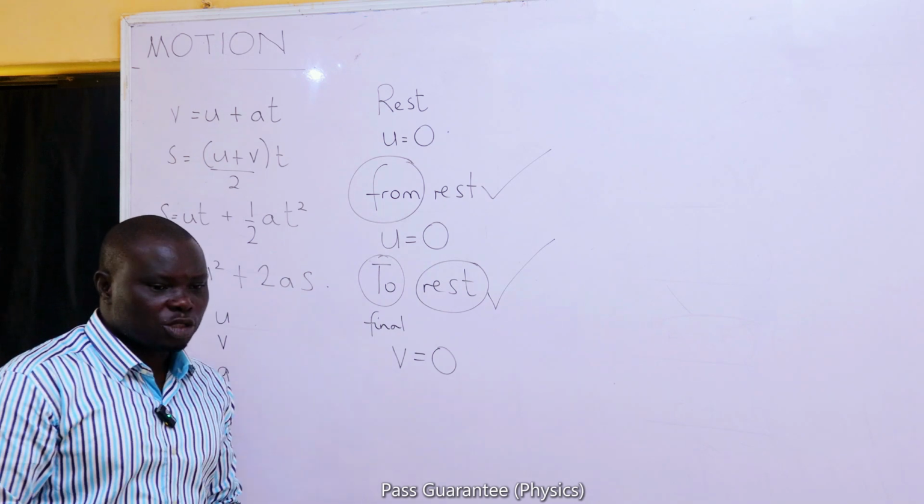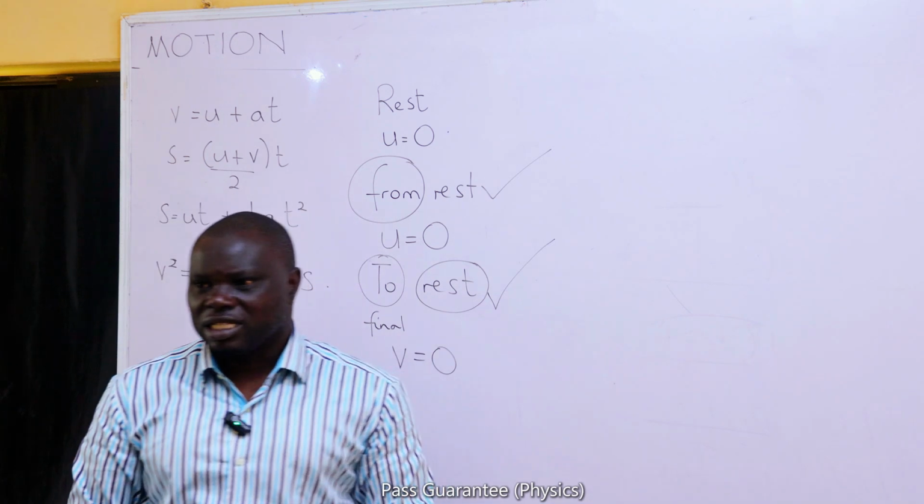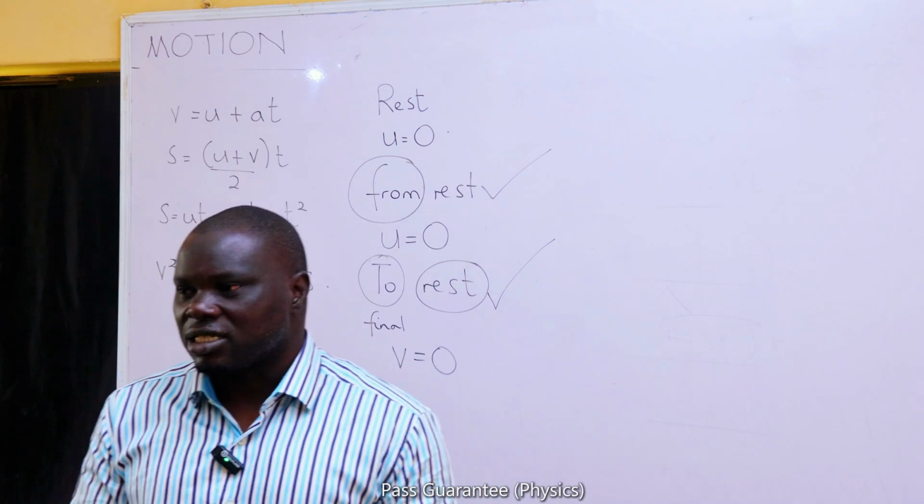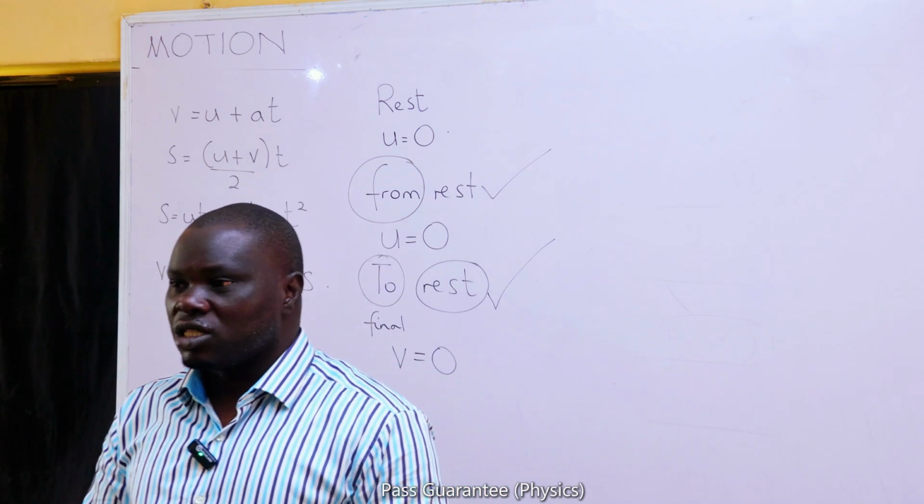You can be told that the object is brought to a halt. The object is brought to a stop. It still all means the same thing. Stop, halt, rest. They are all referring to a point where the velocity is equal to 0.